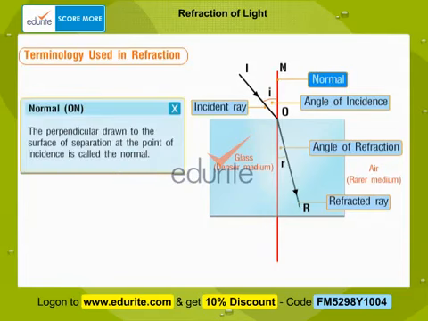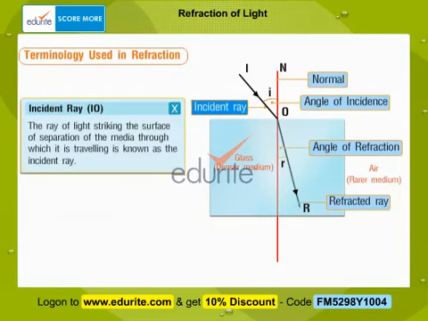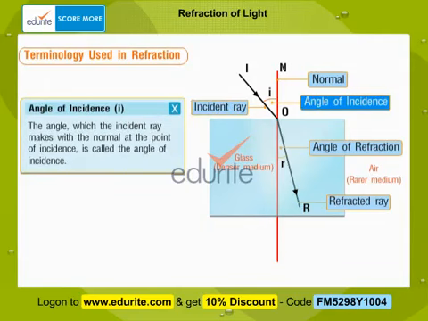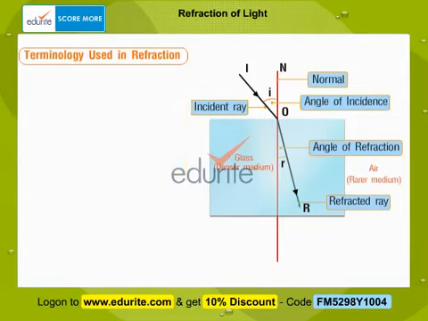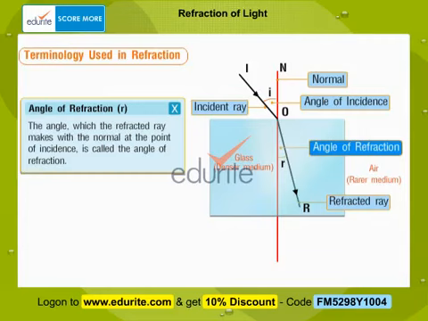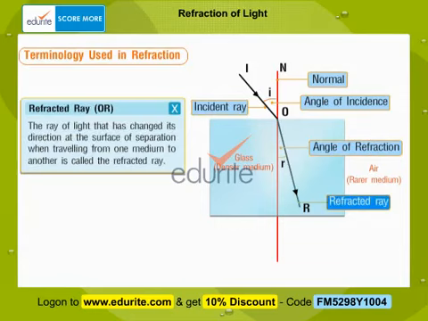The perpendicular drawn to the surface of separation at the point of incidence is called the normal. The ray of light striking the surface of separation of the media through which it is traveling is known as the incident ray. The angle which the incident ray makes with the normal at the point of incidence is called the angle of incidence. The angle which the refracted ray makes with the normal at the point of incidence is called the angle of refraction. The ray of light that has changed its direction at the surface of separation when traveling from one medium to another is called the refracted ray.